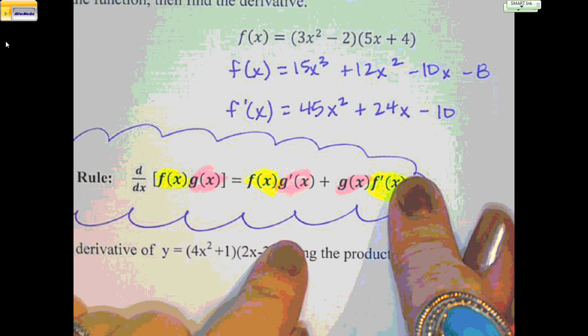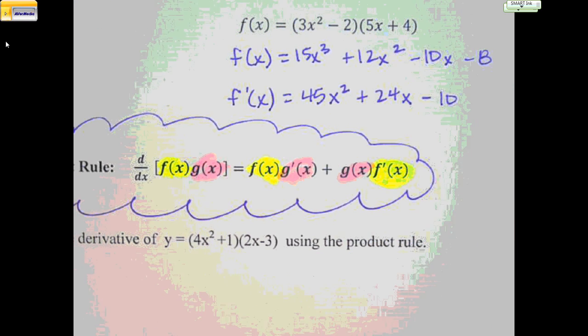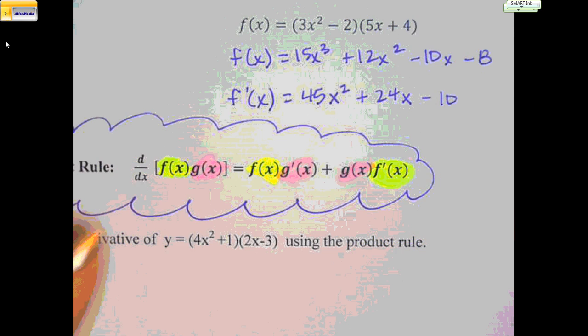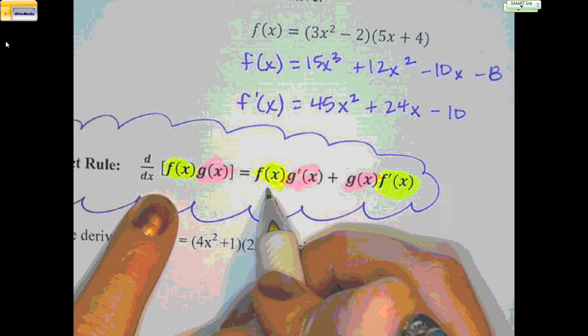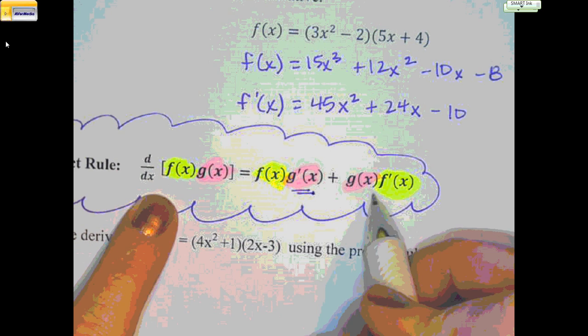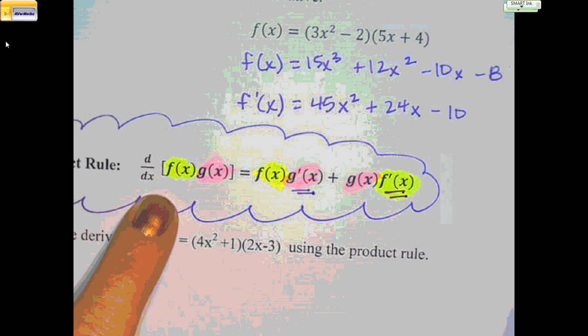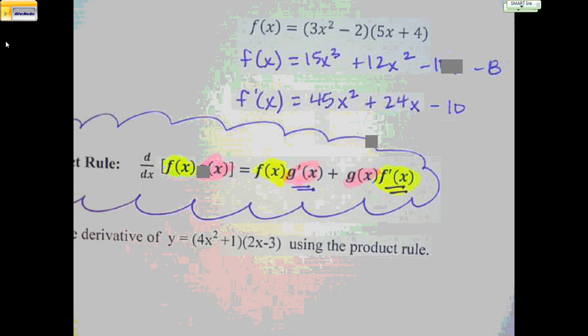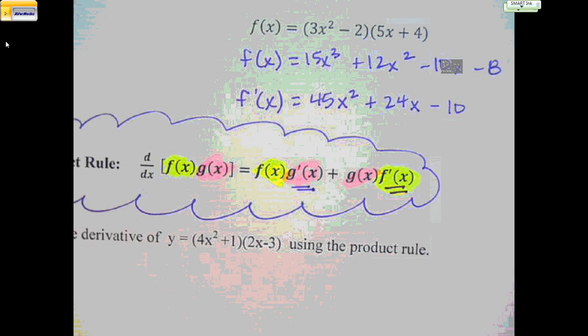Sometimes this is a little bit of a shortcut or a little bit of a helper, depending on what your problem looks like. You've got two functions, so you have the first function times the derivative of the second function, plus the second function times the derivative of the first function. So you just kind of flip-flop them. So here's what that means.